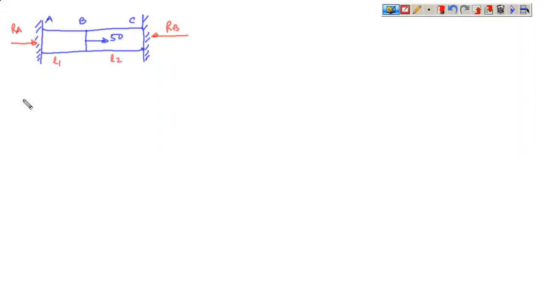So by principle of superposition, you can write that Ra plus 50 is equal to RC. This is RC. Okay. Now, these directions you have chosen as per your choice. If the answer comes out to be negative, it will be said that the directions need to be reversed.